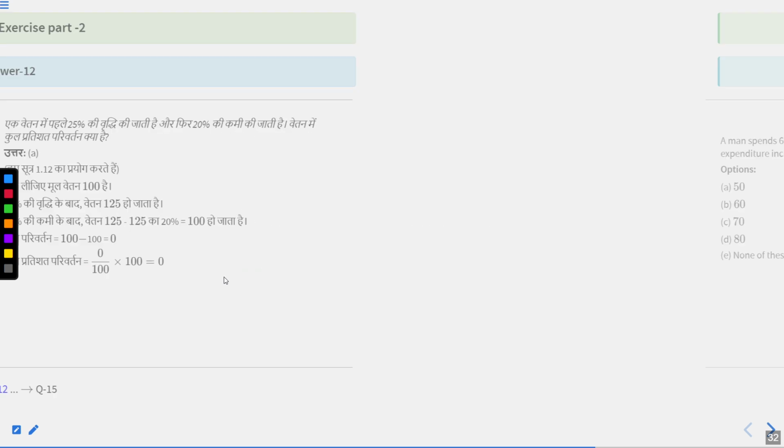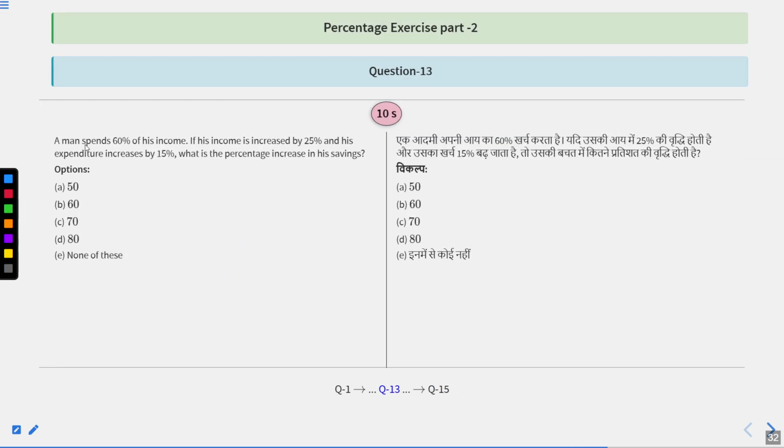Okay. Next one. A man spends 60% of his income. If his income is increased by 25% and his expenditure increased by 15%, what is the percentage increase in his saving? You have 5 options and 10 seconds to solve this question. Your time starts now.